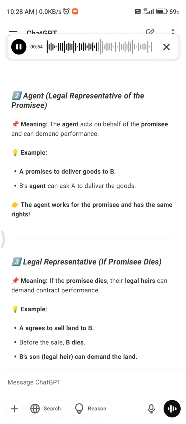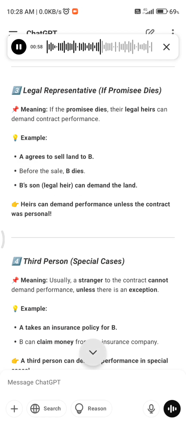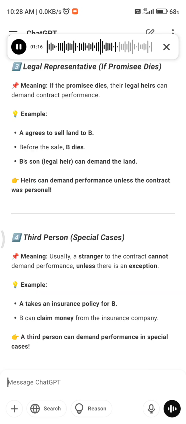3. Legal representative, if promisee dies, meaning if the promisee dies, their legal heirs can demand contract performance. Example, A agrees to sell land to B. Before the sale, B dies. B's son, legal heir, can demand the land. Heirs can demand performance unless the contract was personal.